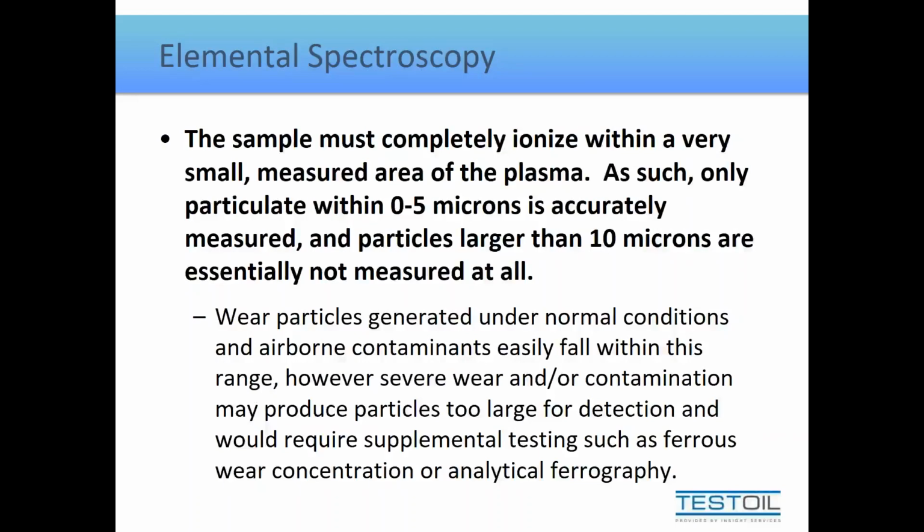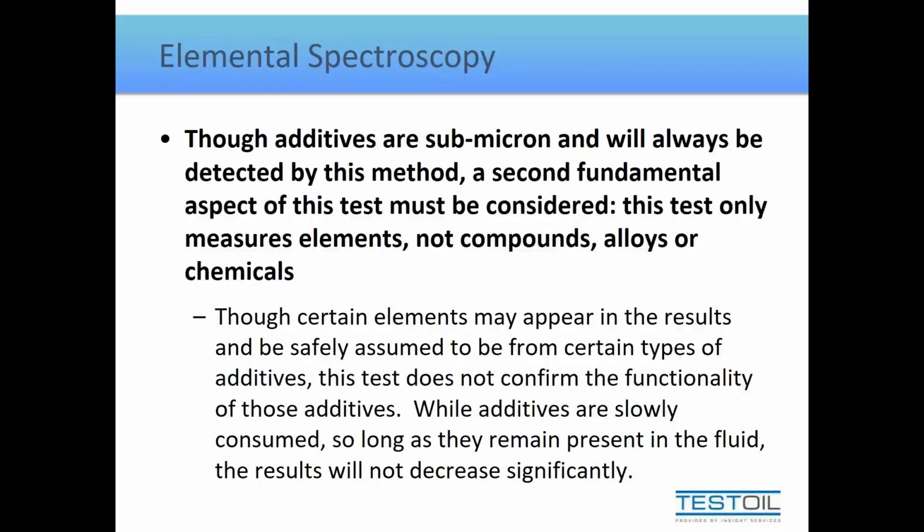The last thing I need you to be aware of is that even though we're talking about submicron type additives being present in greases, which of course fall well within the 0 to 5 micron range of analysis, the other fundamental thing we need to know about this test is that it only identifies the elements. It doesn't identify chemicals, compounds, alloys. This test will never tell you you have brass wear. It will tell you you have copper, lead, tin, and zinc wear, which from there you can derive that you have brass wear, but it doesn't say you have brass.